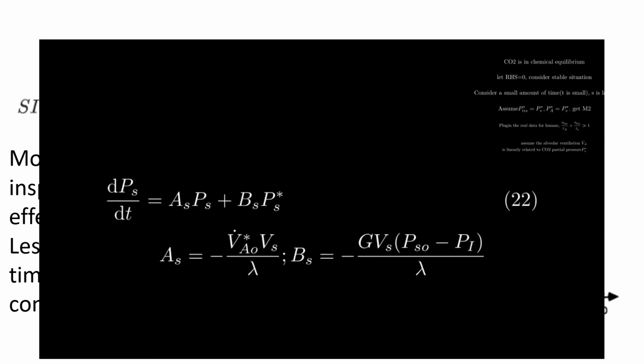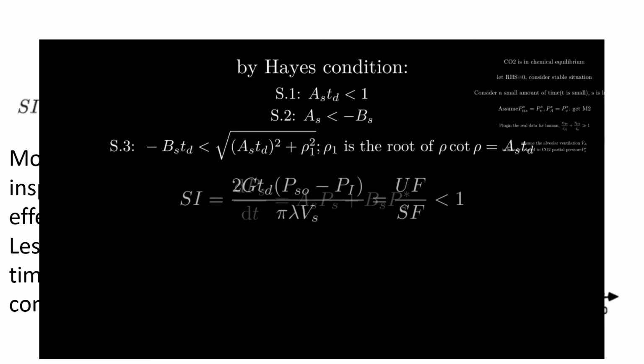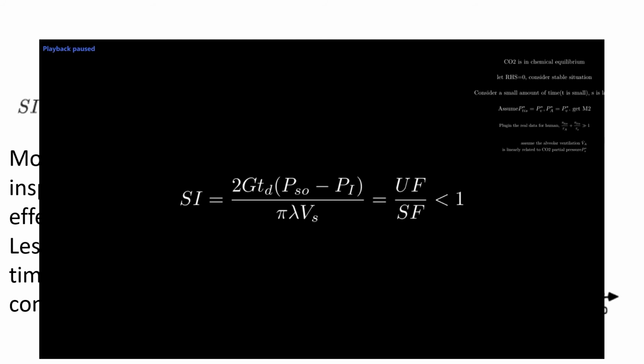So for the stability analysis of this linear model, the author talked about Hayes conditions. If our model satisfies these 3 conditions, then our system is stable. So we plug in the condition and get this term. Here, SI stands for the stability index, and the numerator is the unstable factor, the denominator is the stable factor. If the stability index is less than 1, then our model is stable.